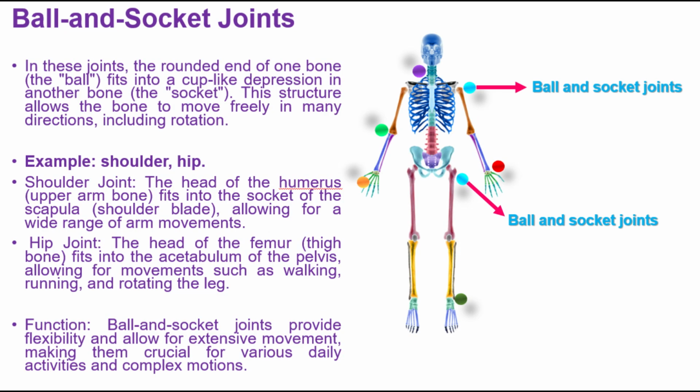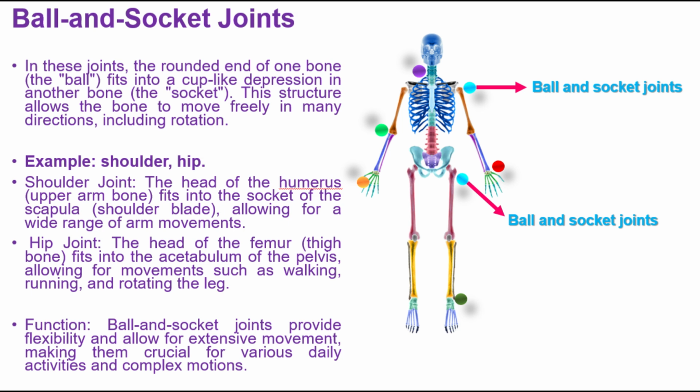Ball and socket joints. In these joints, the rounded end of one bone, the ball, fits into a cup-like depression in another bone, the socket. This structure allows the bone to move freely in many directions, including rotation. Example: shoulder, hip. Shoulder joint: the head of the humerus, upper arm bone, fits into the socket of the scapula, shoulder blade, allowing for a wide range of arm movements.